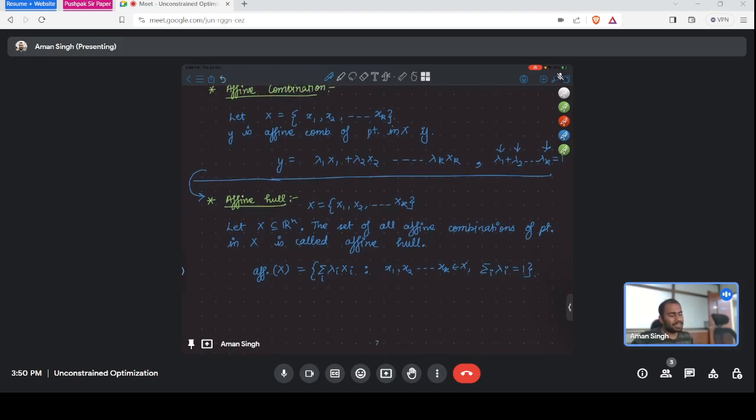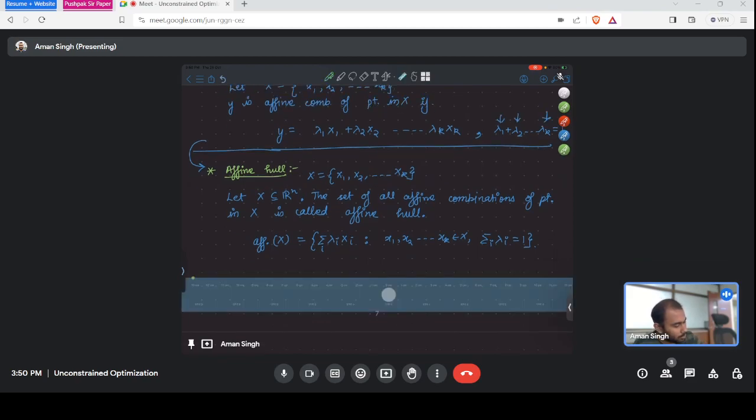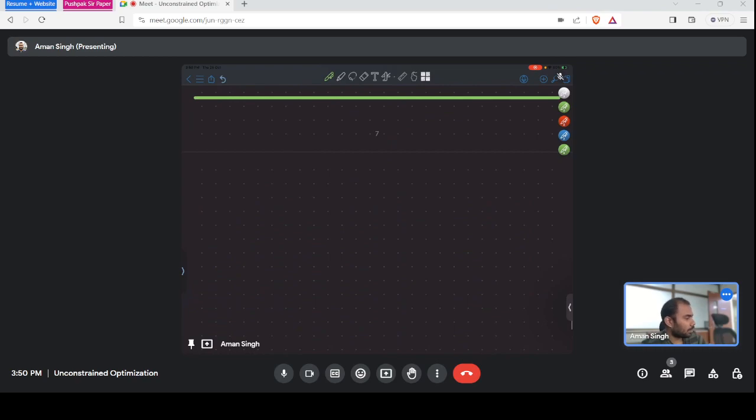So this affine hull is important. Well, it's not very important in our case, but this is just to introduce you to what a hull means, because we'll have to understand what a convex hull means. So that's why we are trying to understand the affine hull. So now we'll move to convex sets. Let's formally define what convex sets are.